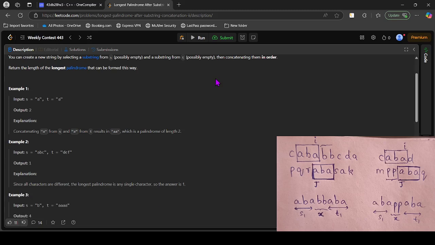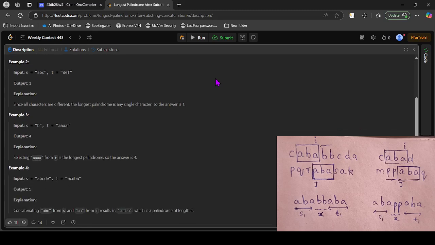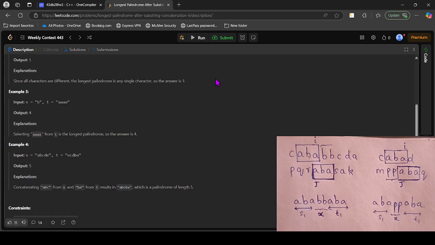From the given examples, if S is equal to A and T is equal to A, we can take the two whole strings and concatenating them gives AA, which is a palindrome, so the answer is 2. In the second example, the string is ABC and the second one is DF. We can pick any character from S or T resulting in a single letter, so the answer is 1. In the third one, S is equal to B and T is equal to A. We can select the whole string T, which is of length 4, which is the maximum answer possible. Similarly, in the fourth one, we can pick ABC from the first and BA from the second, giving the string ABCBA, which is a palindrome of length 5.